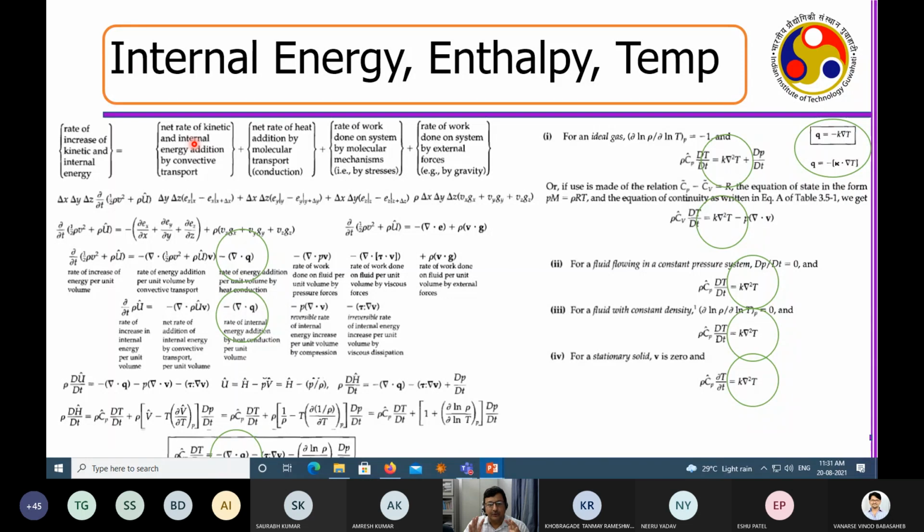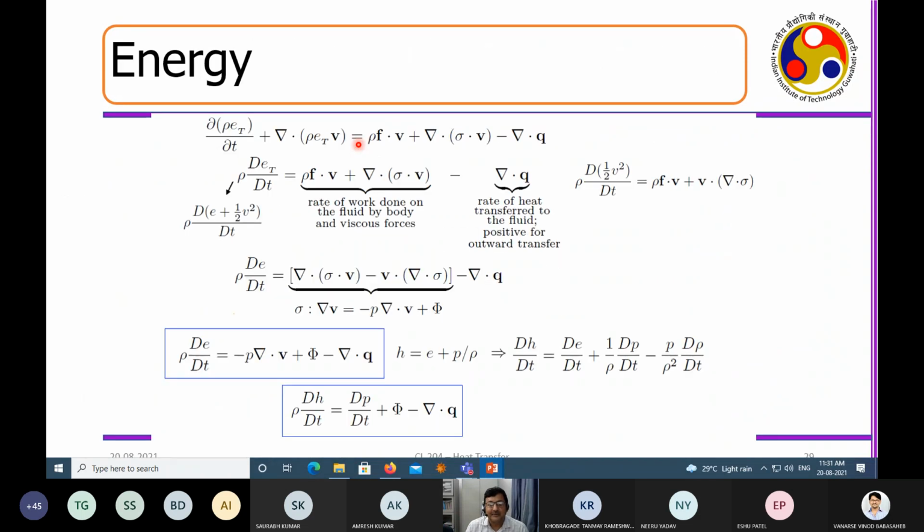But for the time being, in order to simplify the whole thing, we are saying that the increase in the kinetic and internal energy is nothing but something happening due to convection, something due to conduction, something due to the stresses. Some molecules are moving against each other, and that is generating some sort of heat. And then the other is the work done. If any of the surface forces are working, there will be heat generated. If any of the volumetric forces are working, then that will also generate heat.